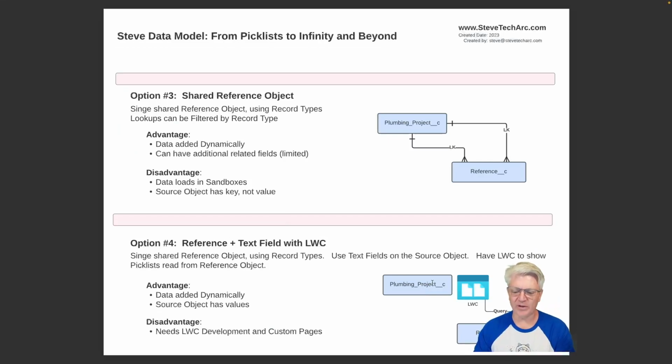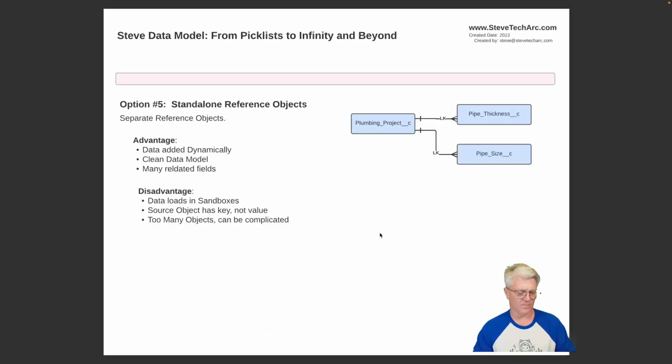Now, one derivation of this pattern is you have your reference object which contains the fields. You go ahead and on the plumbing project put just text fields. And if you have a Lightning Web component, you use the Lightning Web component to read the reference values and render it. This is if you're creating custom LWCs for your edit screens. That way you could then be storing the source object with the actual values, not lookups. However, this does require you to have the custom screens. So option 4 is a special case where you're using custom screens and you want to kind of hide the use of the reference object.